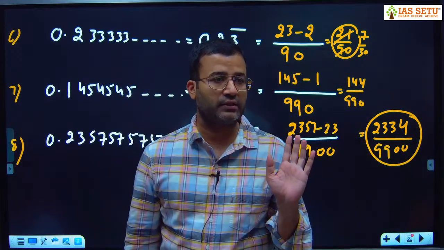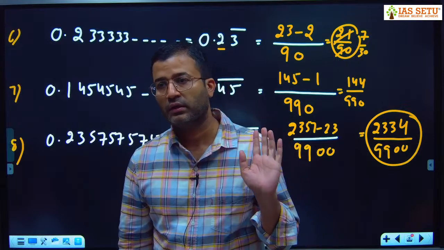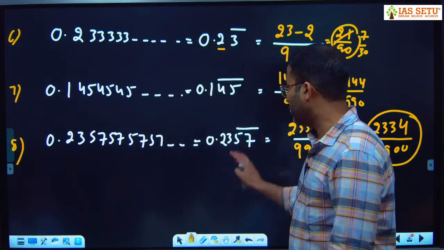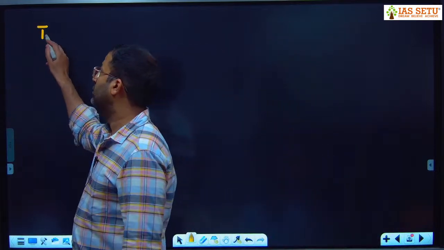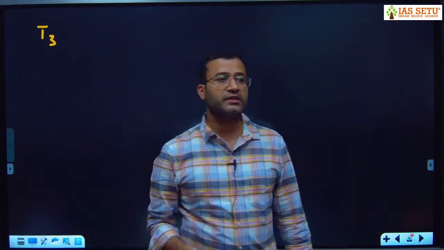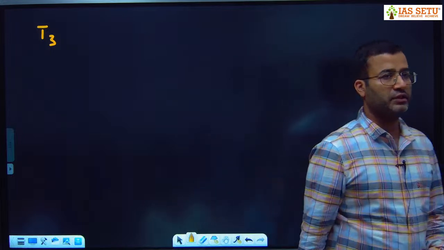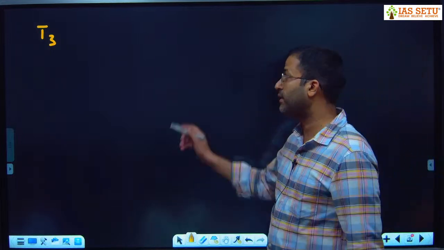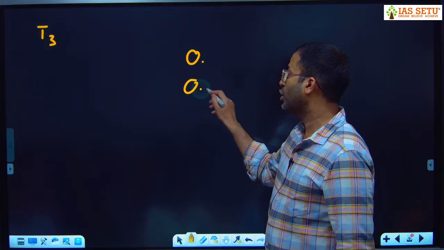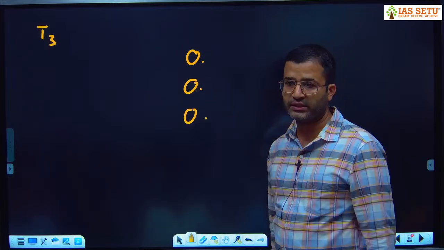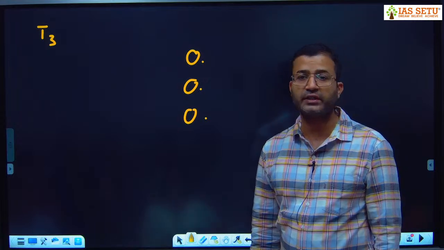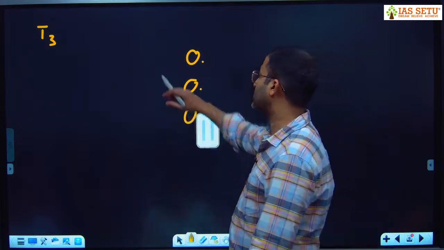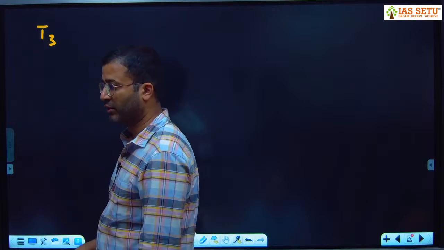Type 2 clear? Any doubt? Type 3. What is the difference in type 1, type 2 and type 3? In type 1 and type 2 we have 0 point something. I have not taken any digit before 0. In type 3 we have a digit before the decimal also.